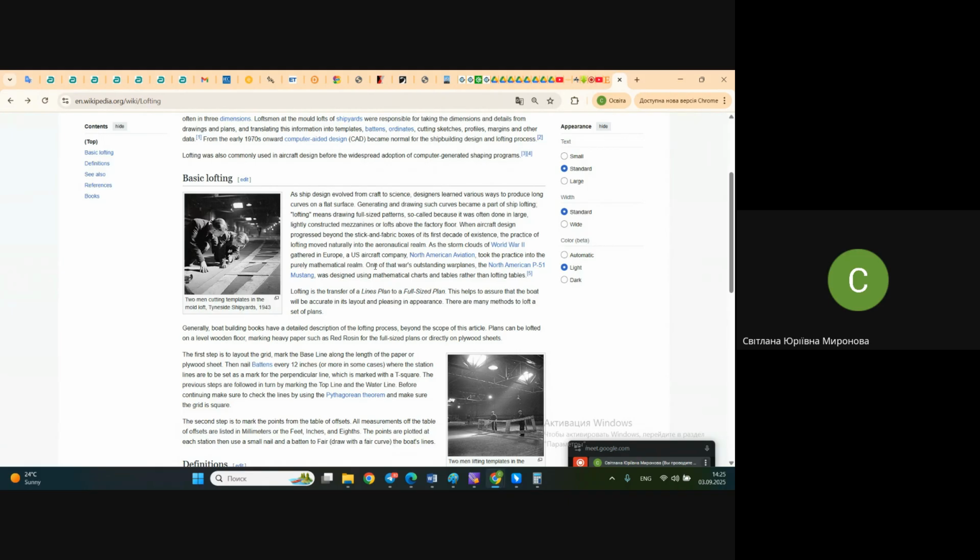Literally, those lofts and templates were something like modern 3D models.